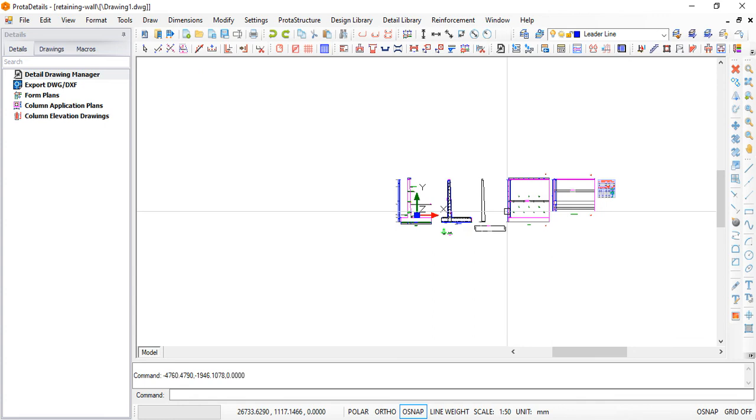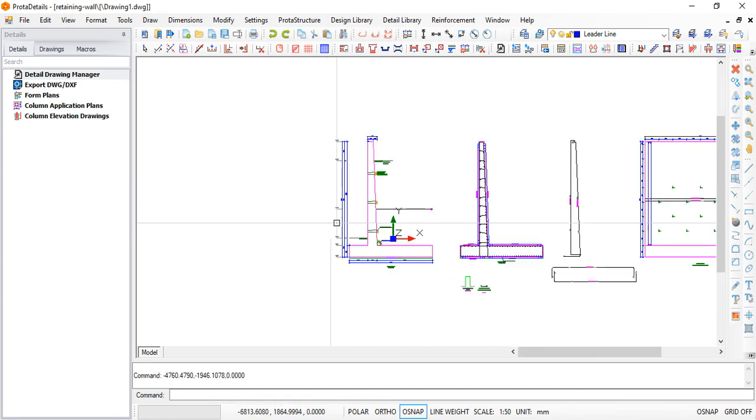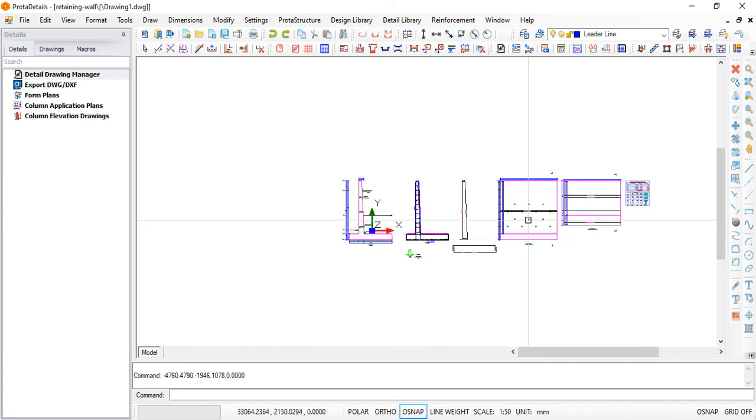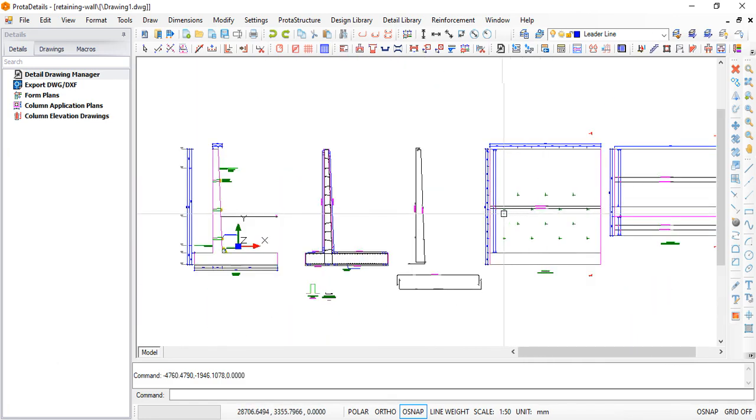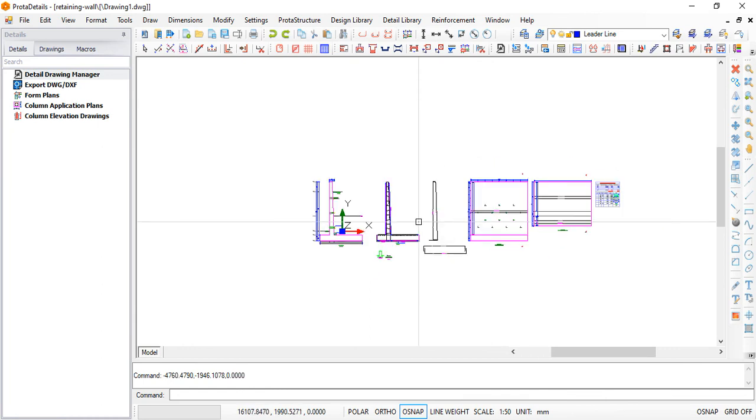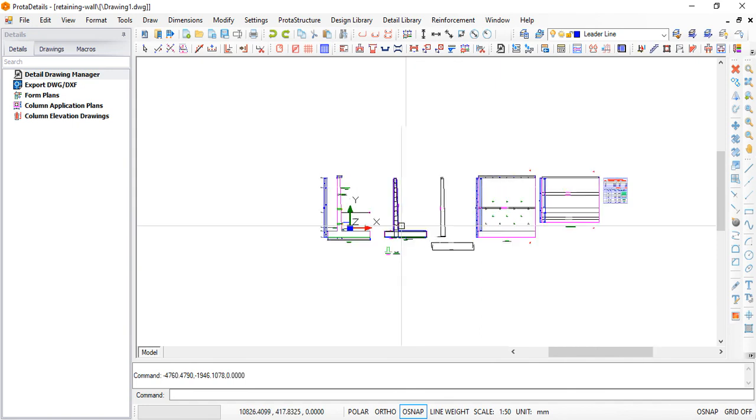So we will stop here for today, and I want to appreciate everyone that stayed tuned to the end, and I believe that you must have gained one or two very important things from this design, how to design retaining walls.